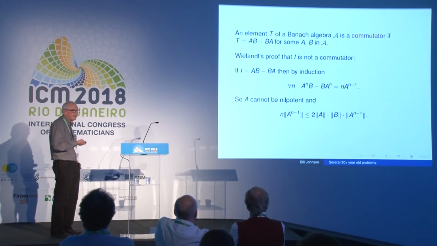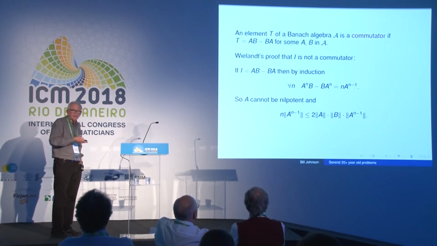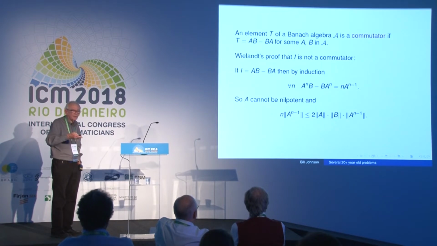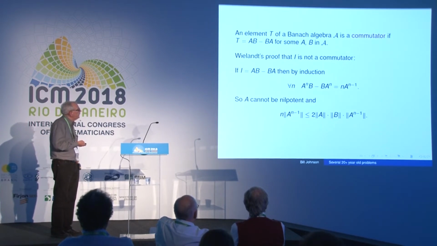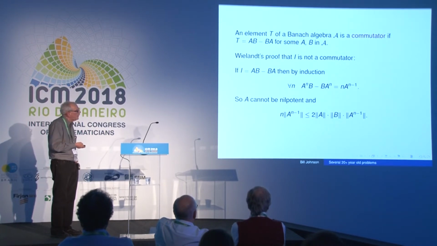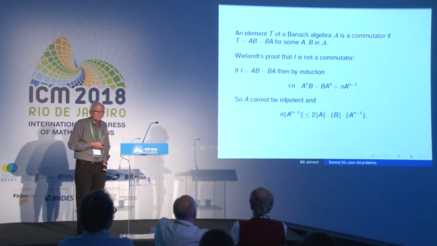Then the norm of A to the n is less than or equal to the norm of A to the n minus 1 times the norm of A. So that gives us an inequality. And you know that A to the n minus 1 is not 0, so you divide through by it, and you get the result.